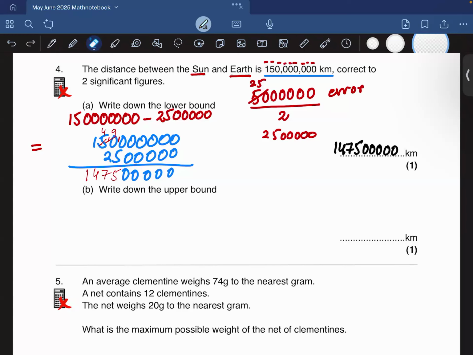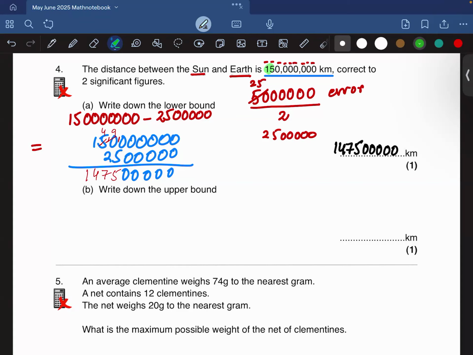Let me write this way. For example, two significant figures are 15. Agree? Yes, sir. But remember one thing. The second significant figure is the rounded off figure. Agree or not? Yes, sir, the first one.